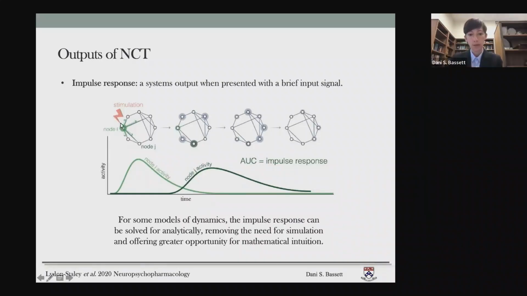So here's a bit of stimulation to a node that changes the activity of node I, but it also changes the activity of node J, which is connected to it. And if you sum up over all of these different responses from all of the different nodes, that provides you with the impulse response of the system. So for some models of dynamics, the impulse response can be solved analytically, removing the need for simulation and offering greater opportunity for mathematical intuition.